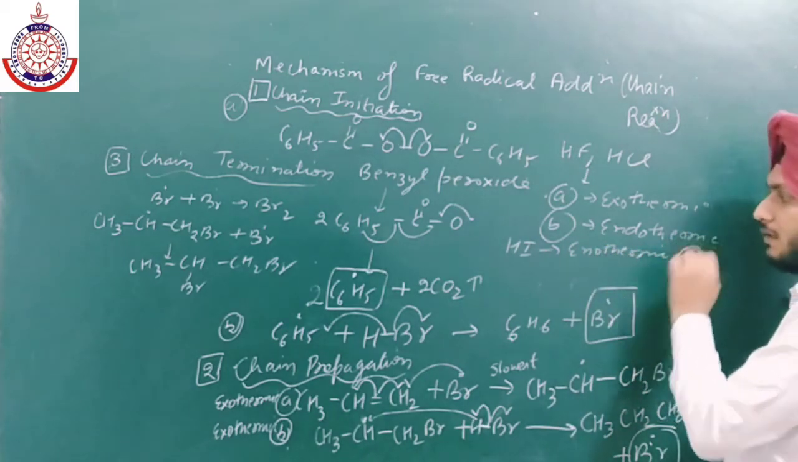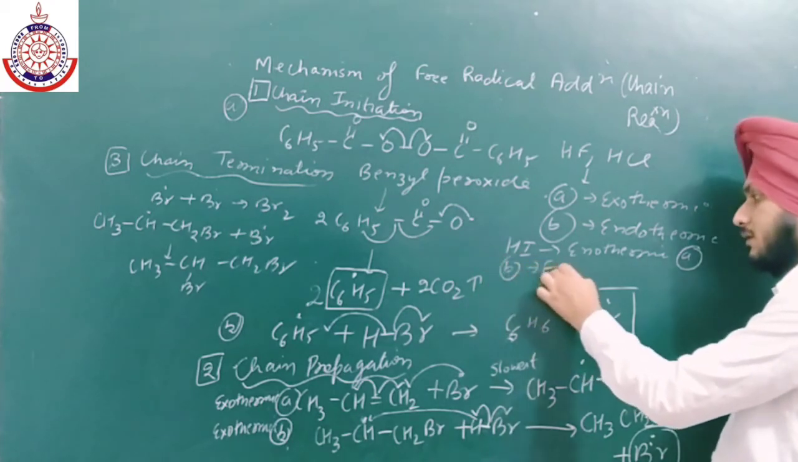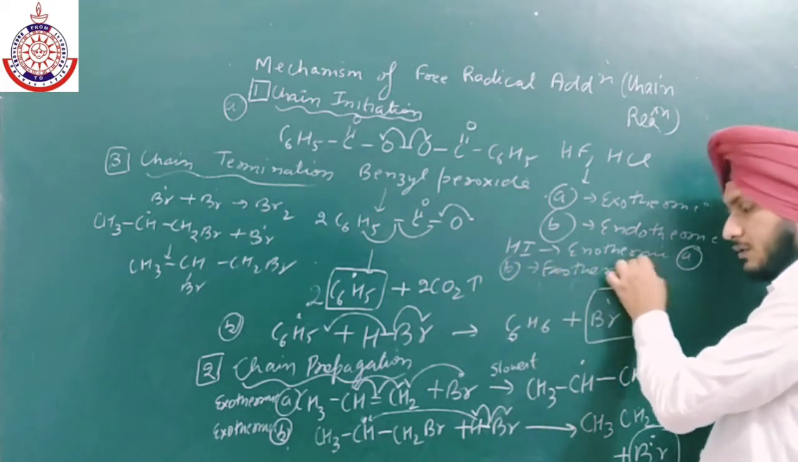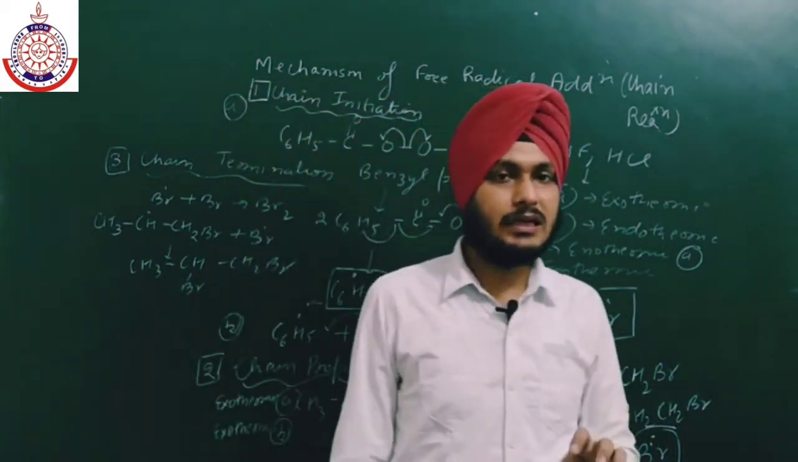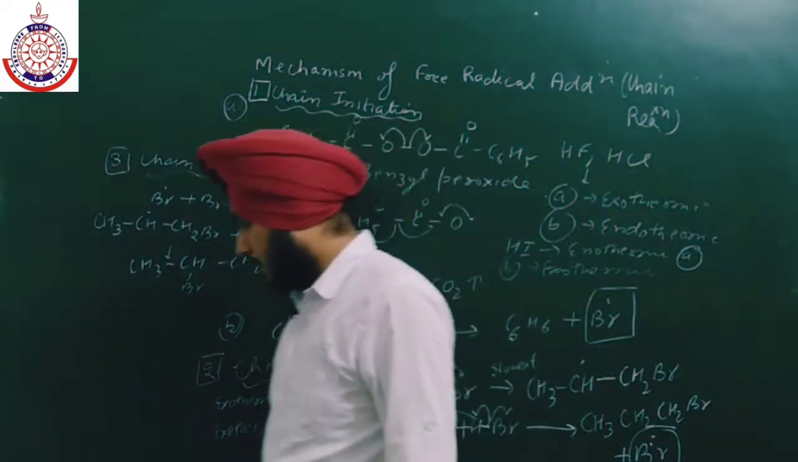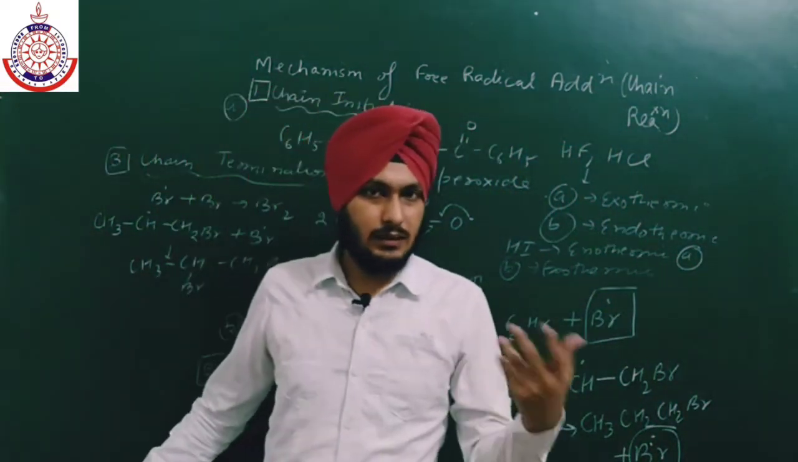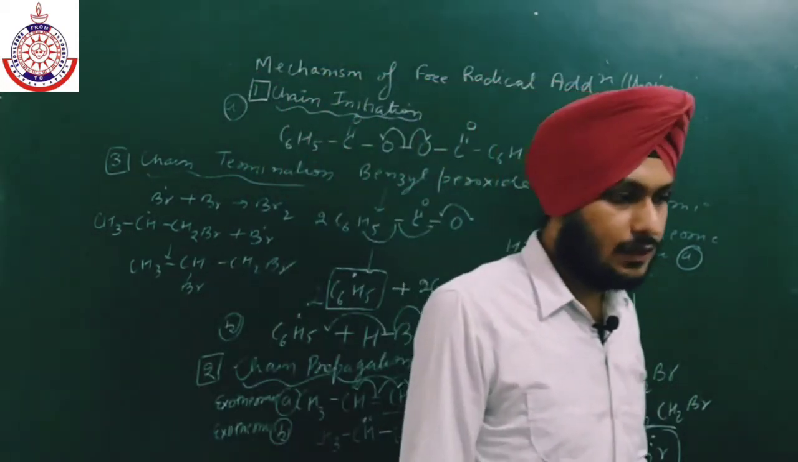Okay, the A step will be endothermic and the second step, the B step, becomes exothermic. But we need both the steps as exothermic. That is why the peroxide effect takes place only in case of HBr. Okay, so this is all about the reaction of halogen acids with alkenes, with unsaturated hydrocarbons.